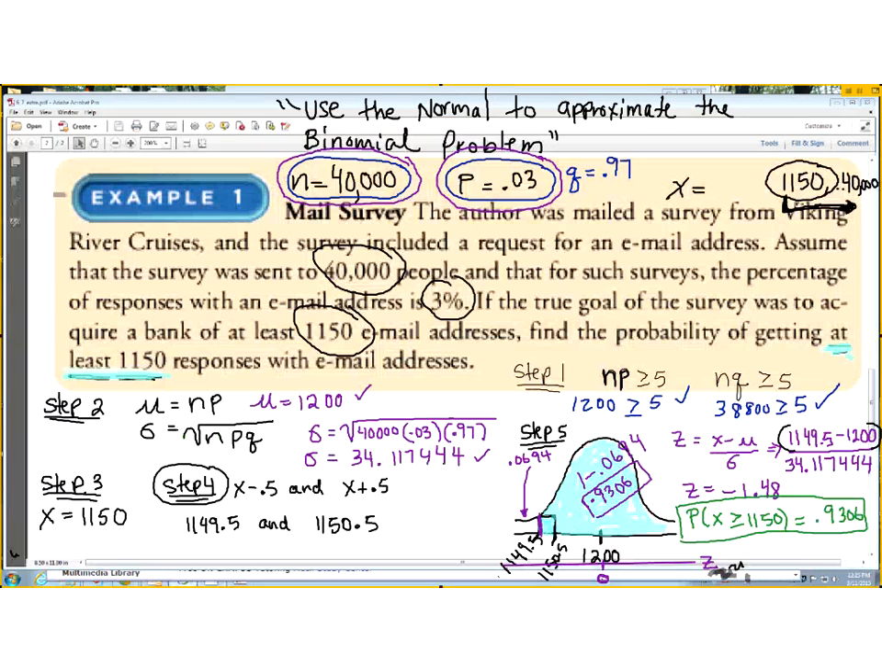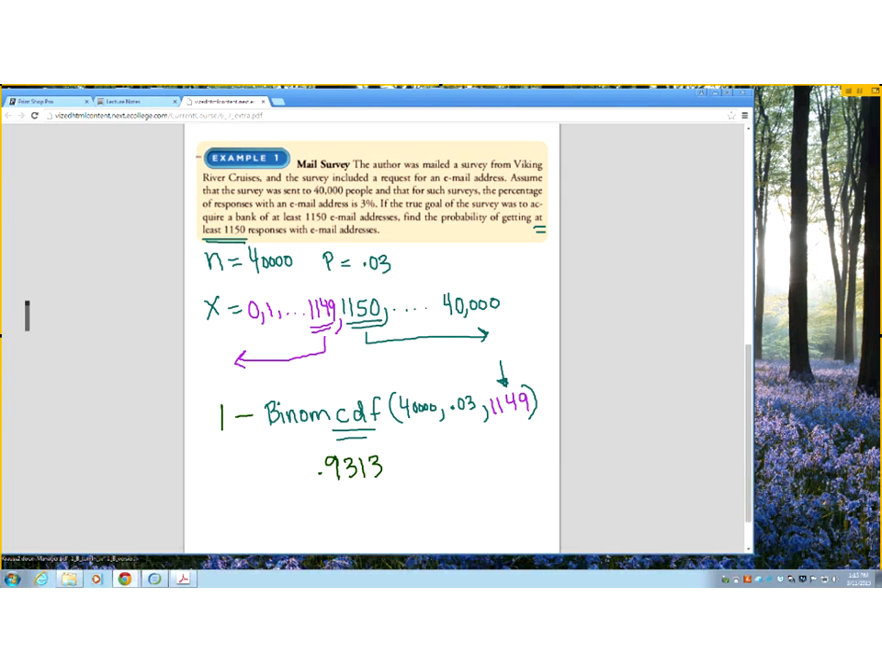All right, so let me go back to the other one so you can compare, and I'm attempting to use a highlighter here. Let's see if it works. Nope, it didn't work. Let me try another color. I am circling the approximation, which is 0.9306. And here is our exact answer, which is 0.9313.